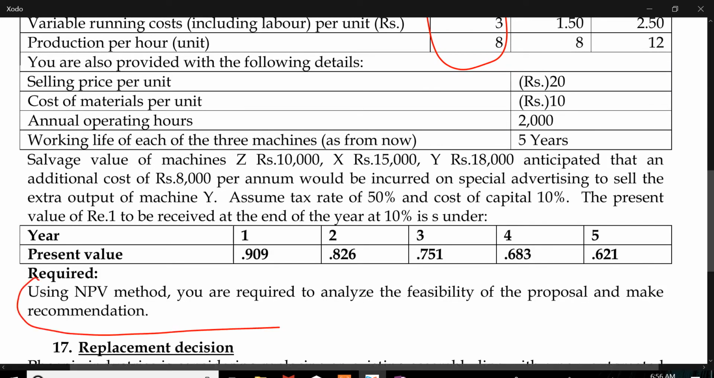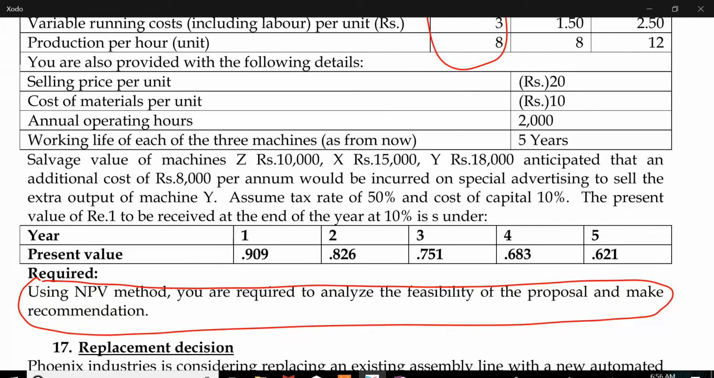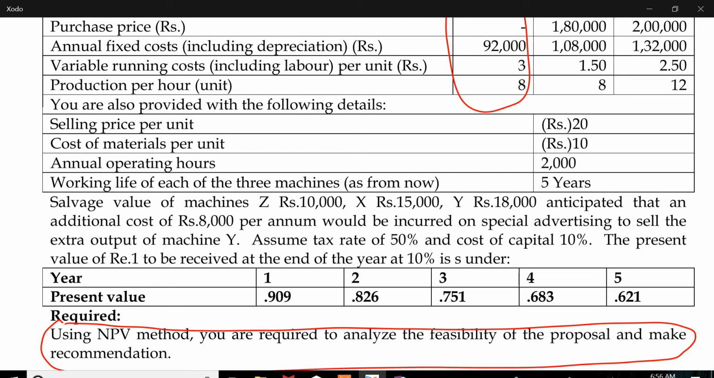Using the NPV method, you are required to analyze the feasibility of the proposal and make a recommendation. They want us to analyze using the NPV method. So if it's NPV, non-incremental can be used. That's the first thing. Second, is the project giving only outflow or are there inflows also? If only outflow, then again NPV will fail. Inflows are there. Okay. So if inflows are also there, I want to solve this problem under the non-incremental method. That is 3 separate problems. Z is a separate problem, X is a separate problem, Y is a separate problem. We are going to do it as 3 individual problems.